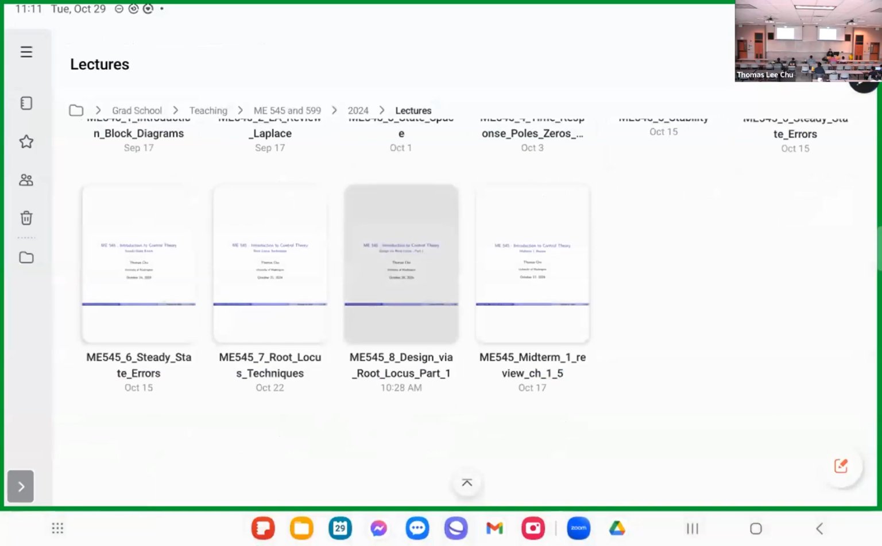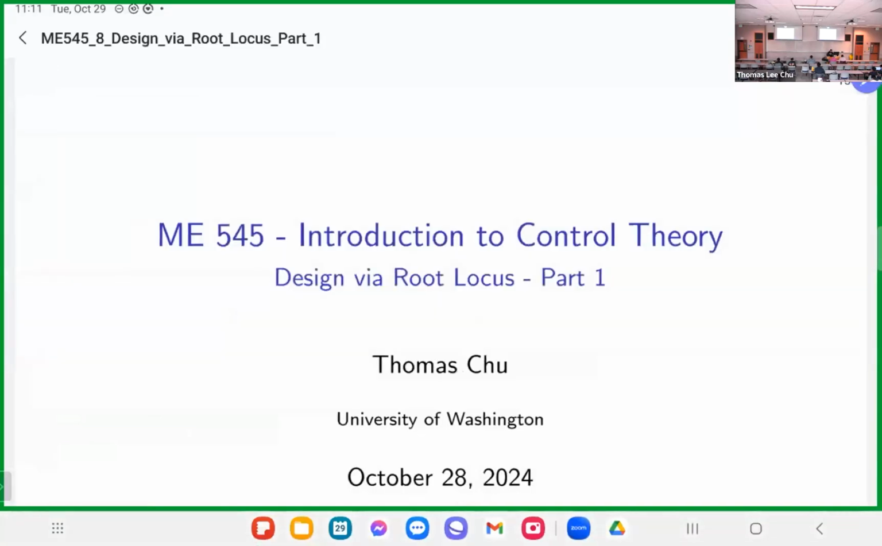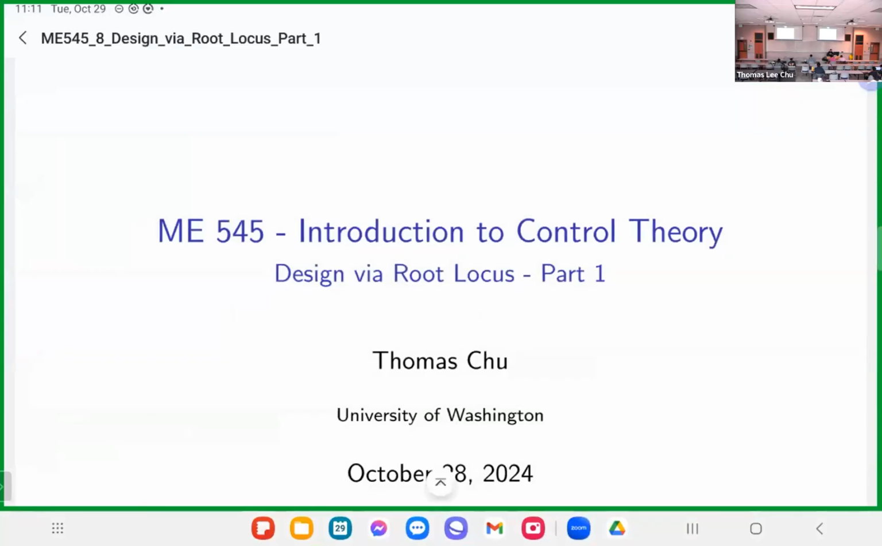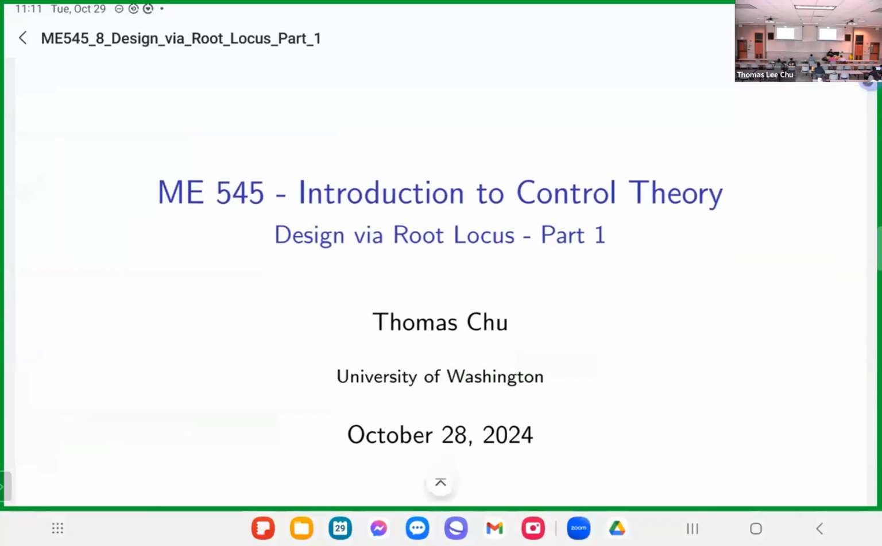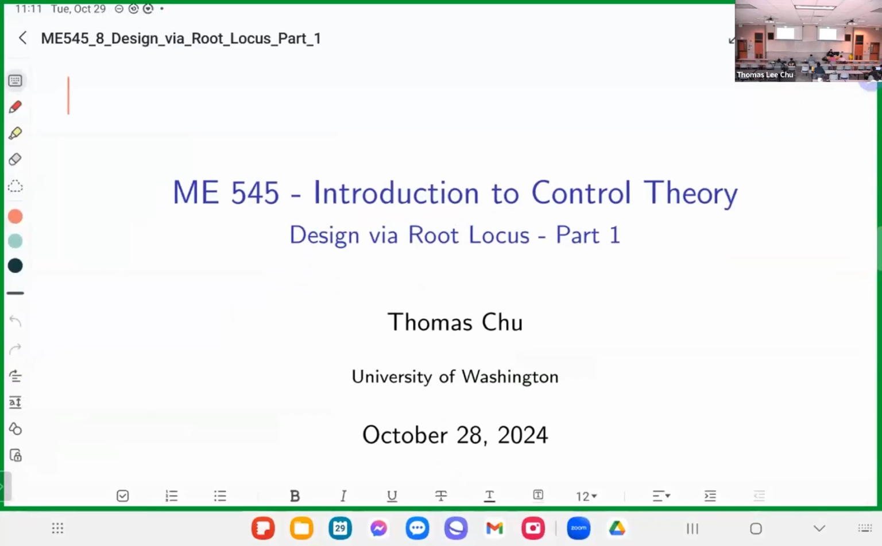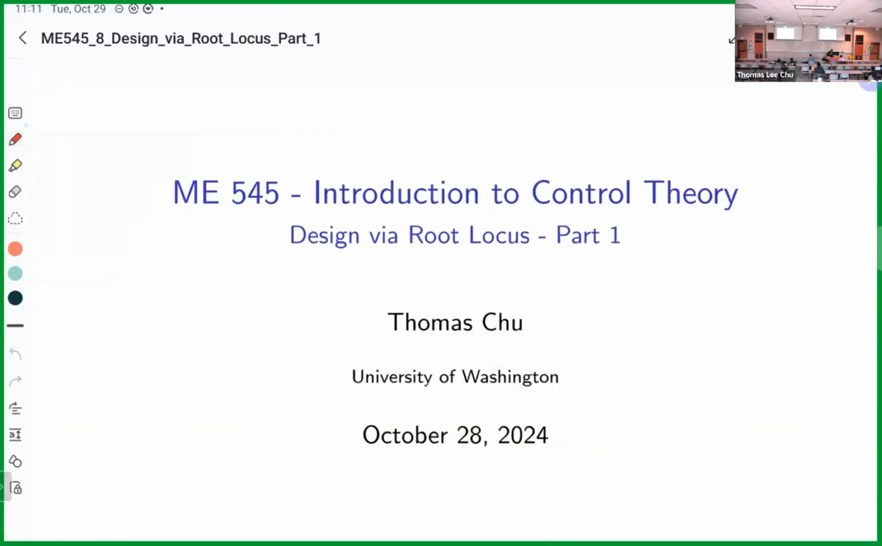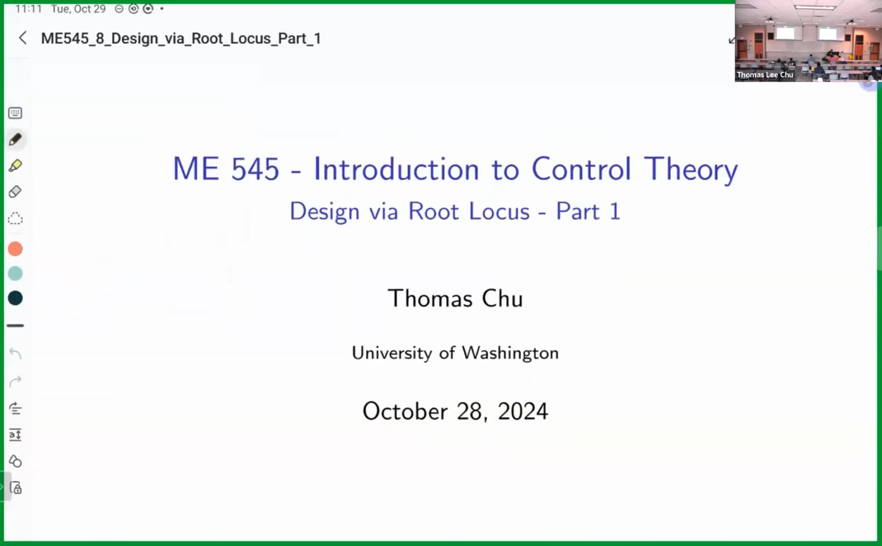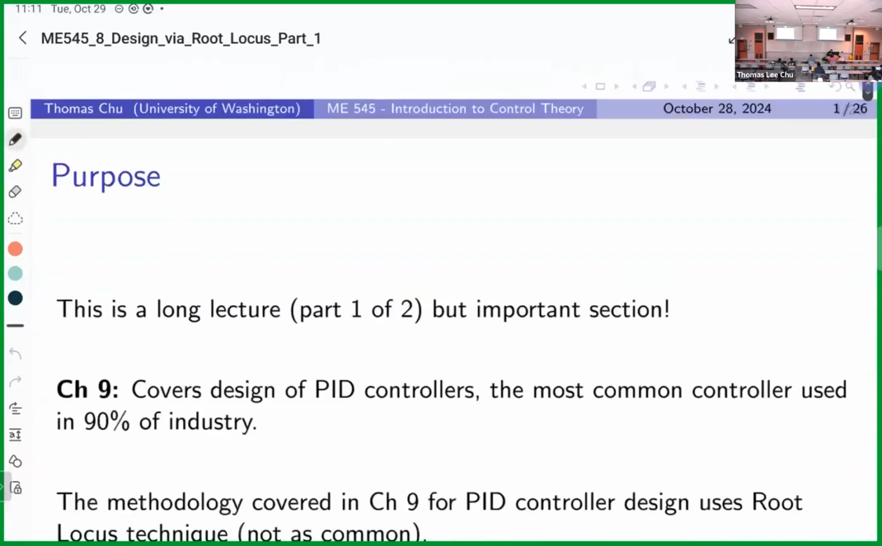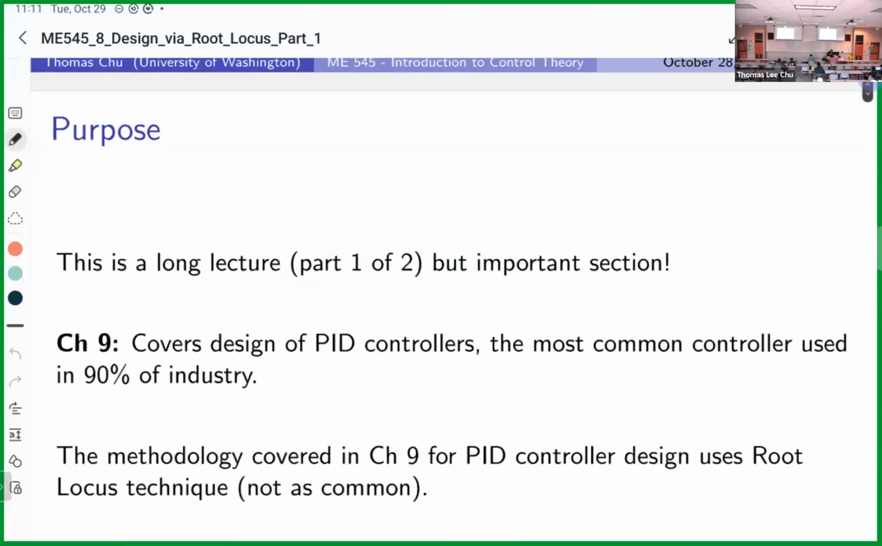All right, so now we're going to start chapter 9. And this is broken up into 2 parts. So this is design via root locus part 1 because this lecture slide is so long. So there's going to be a part 2 to this. So this is a long lecture. It's one of 2 parts, but it's an important section.